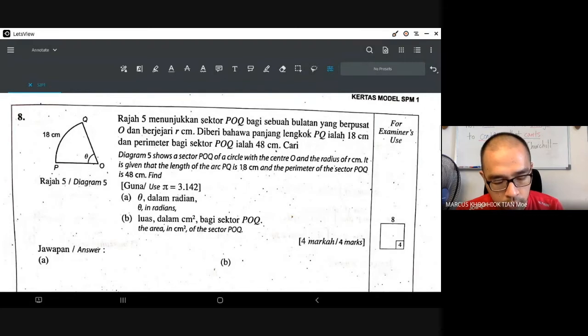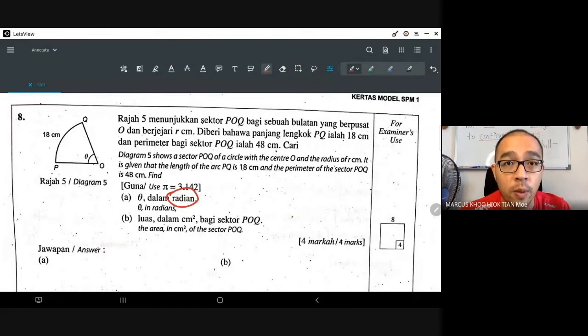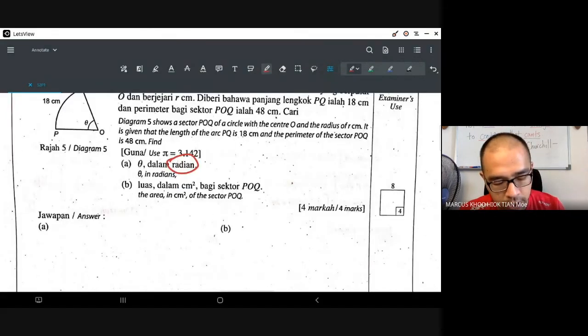Okay, so the diagram shows a sector POQ in a circle. You will circle your radius, and of course, whenever you see the word radian, you kind of know that this is Form 5 Chapter 1, circular measure. So let's do a little bit of recap on circular measure.